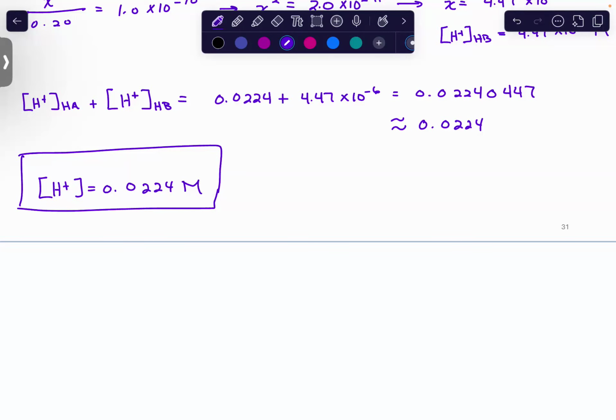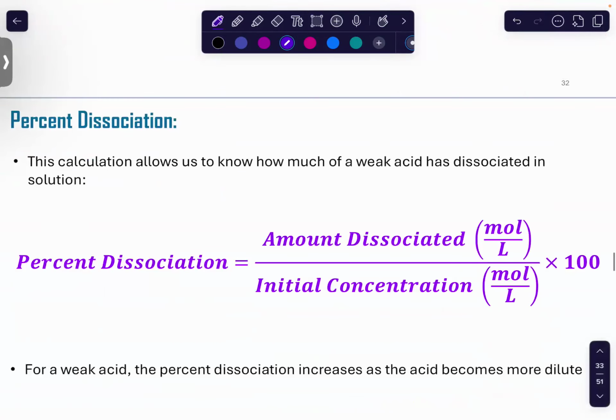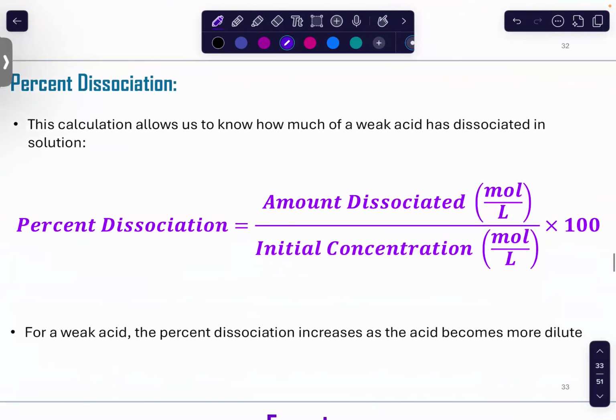So I think that's what's the next thing, percent dissociation. Of course, when we have a weak acid or a weak base in solution, we kind of want to know how much did this acid or base dissociate? Okay, so you have your amount dissociated in moles per liter divided by your initial concentration in moles per liter times 100. All right.